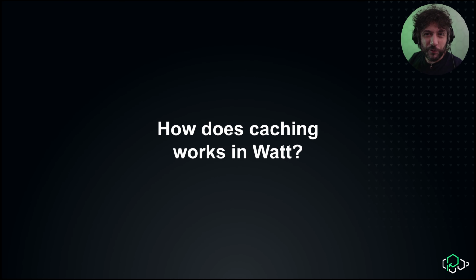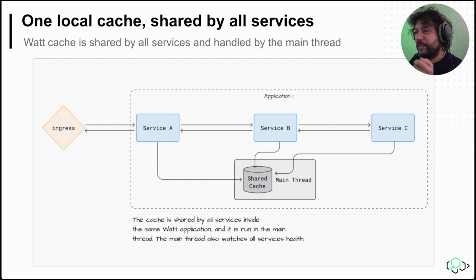How does caching work in VAT? Well, in VAT, we have one local cache for the whole application server running, and each service can put data inside that shared cache. Works very well, because if two services are calling the same endpoint, they get the data from the exact same cache. I think it's pretty good.